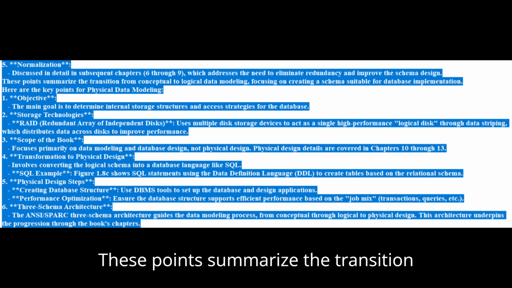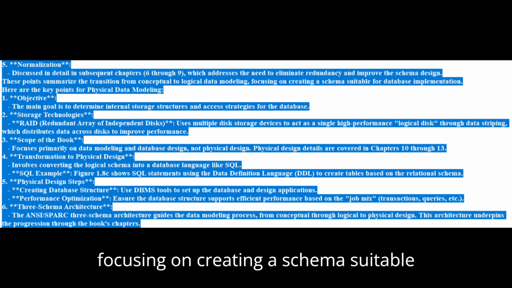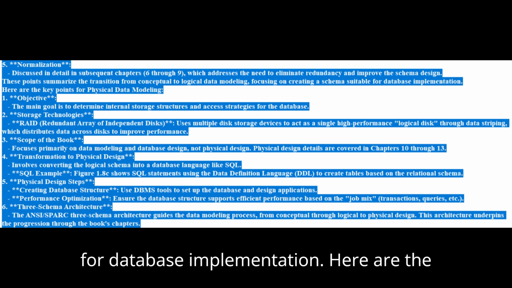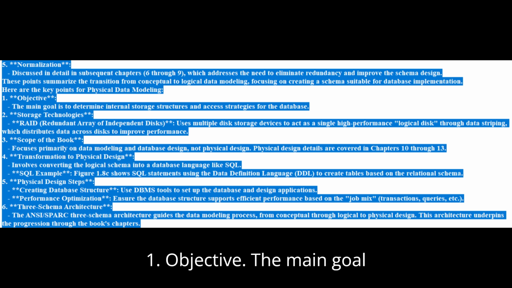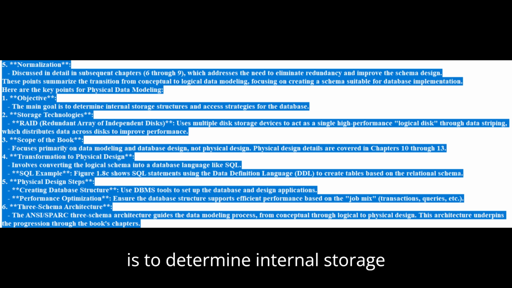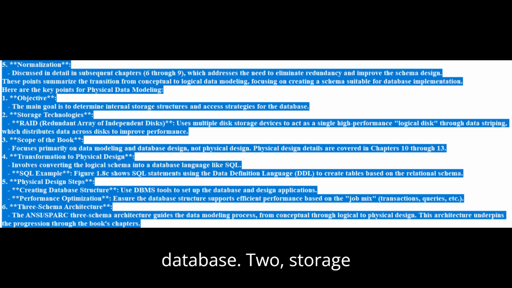These points summarize the transition from conceptual to logical data modeling, focusing on creating a schema suitable for database implementation. Here are the key points for physical data modeling. 1. Objective. The main goal is to determine internal storage structures and access strategies for the database.